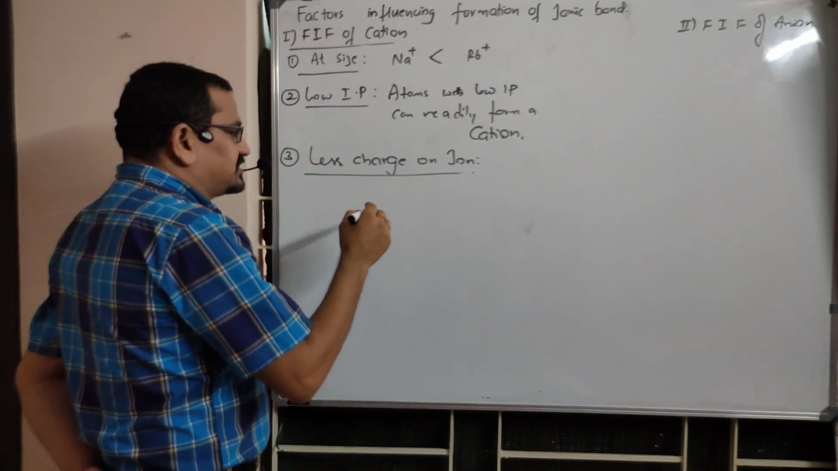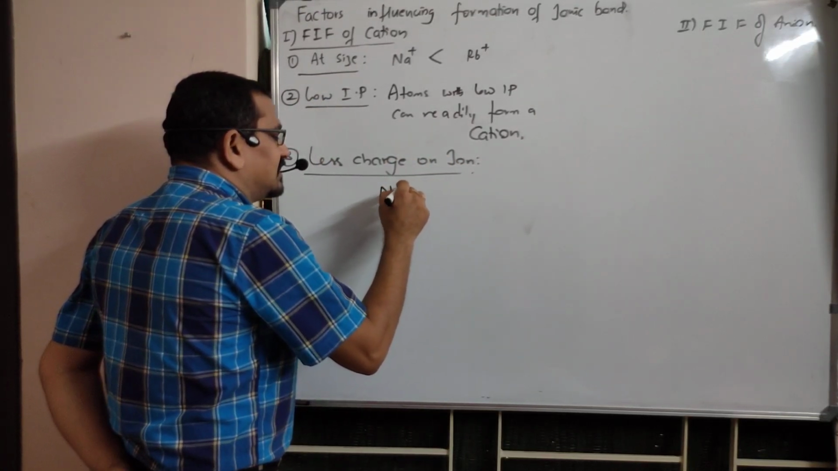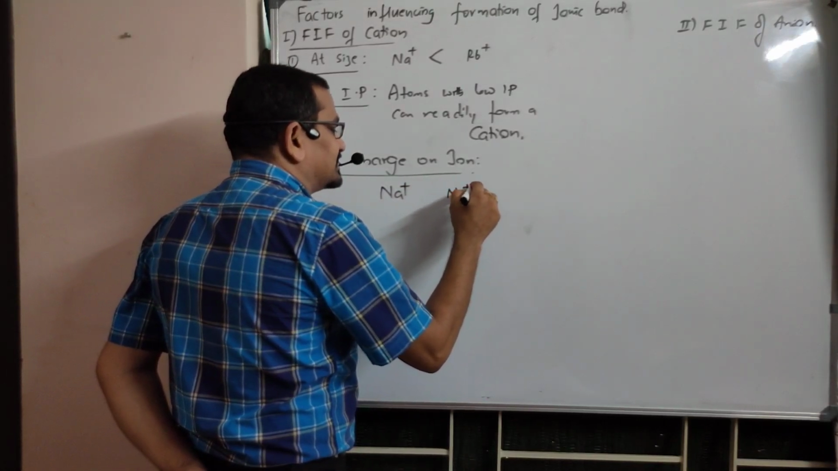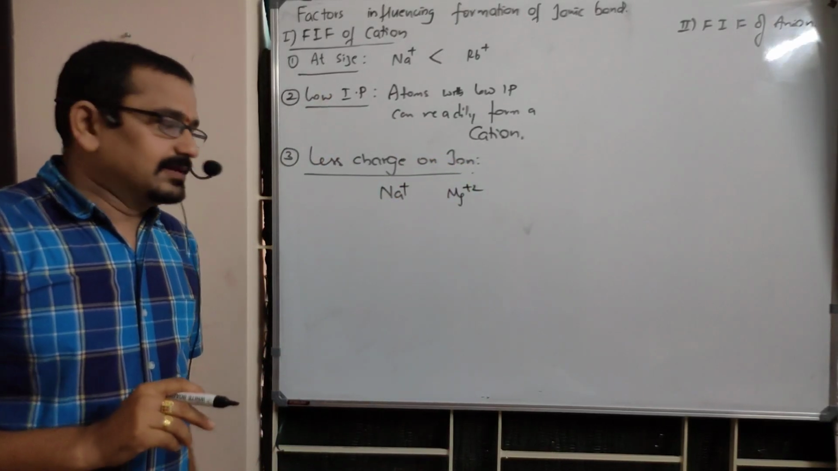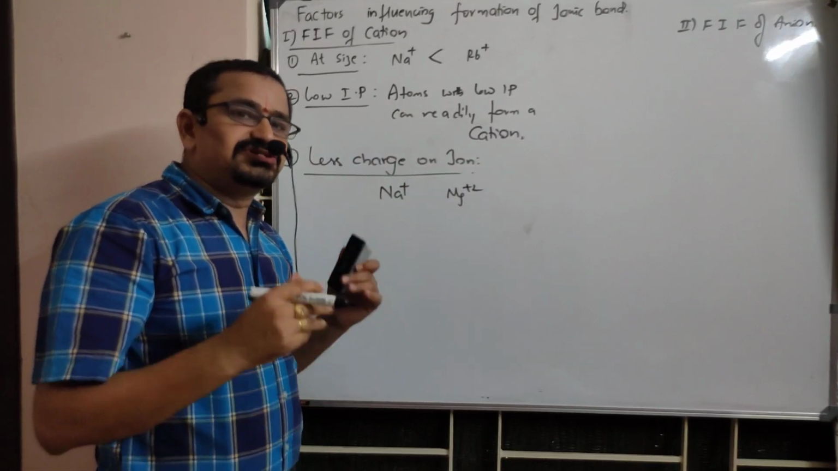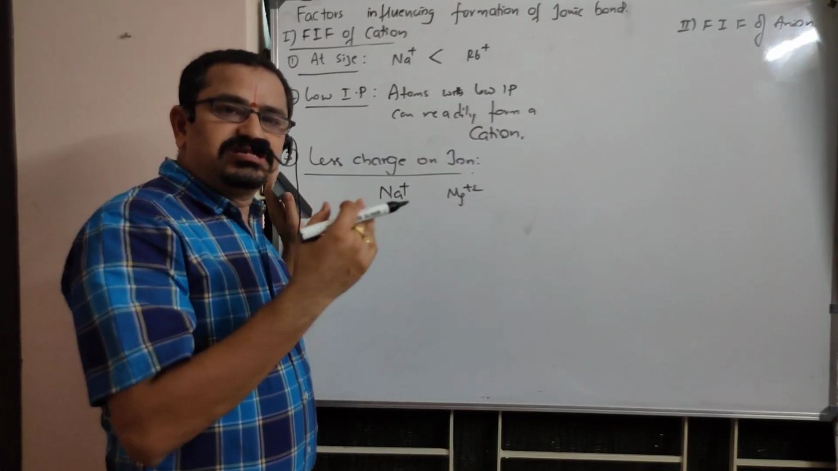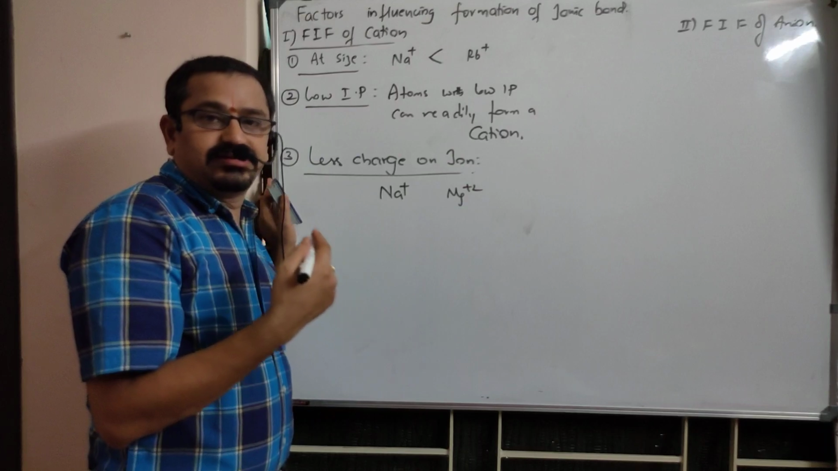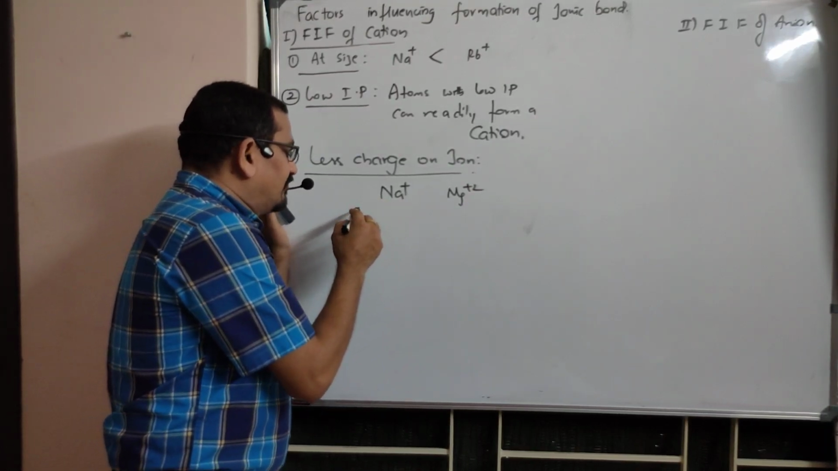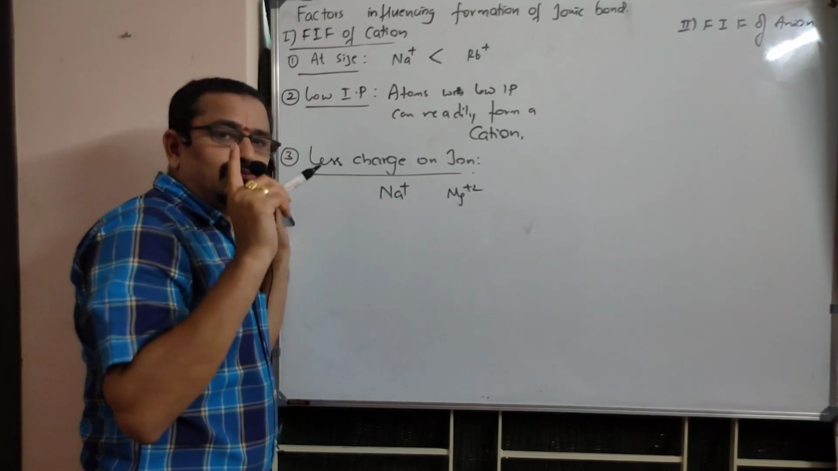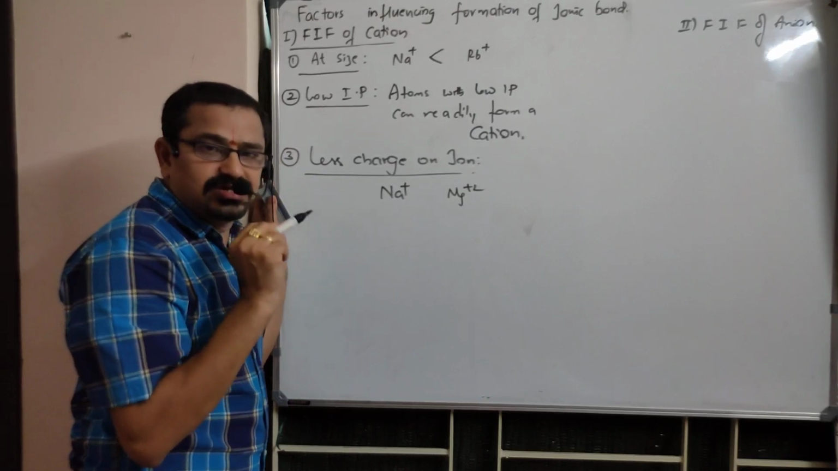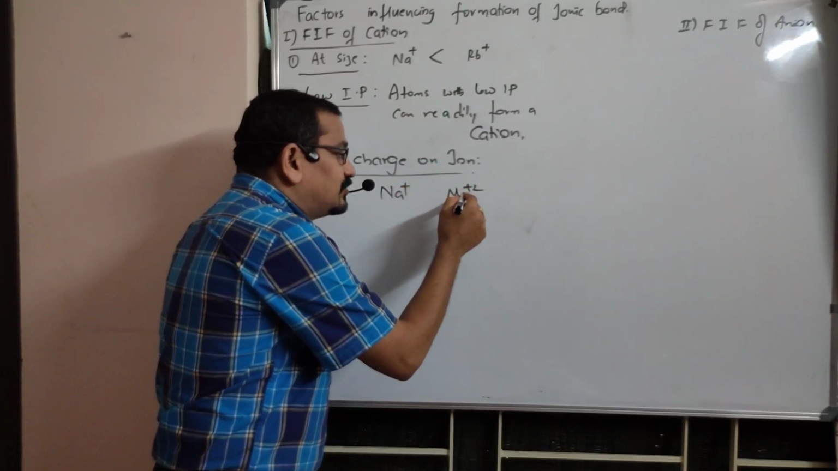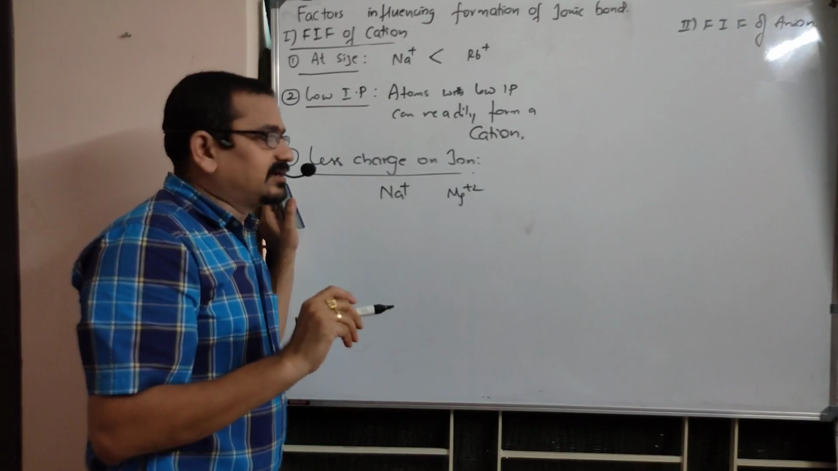Suppose you are given Na plus and Mg2 plus. Na plus is given and Mg2 plus is given. Which among them is readily formed? To form Na plus, only one electron is to be removed from the sodium atom, whereas to form Mg2 plus, 2 electrons are to be removed.